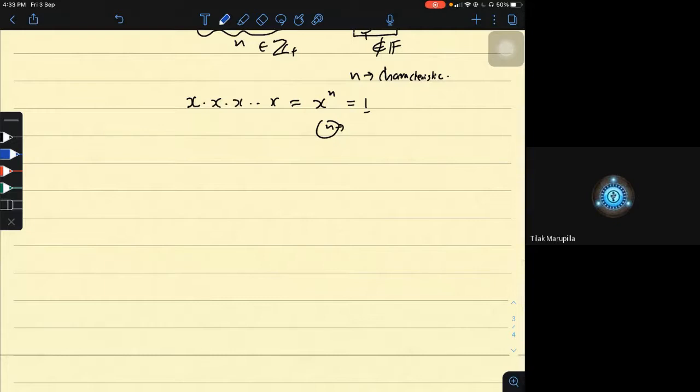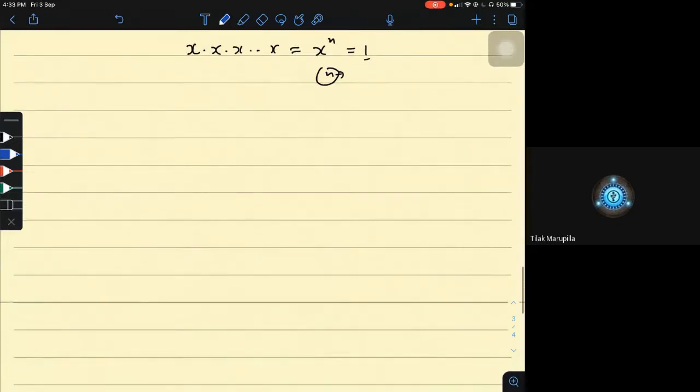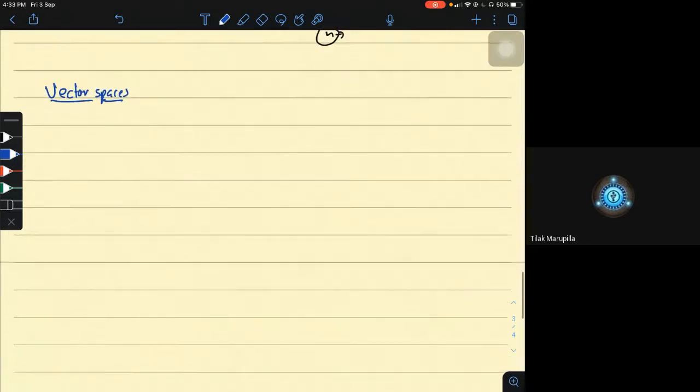So let's proceed to the most important part of today's tutorial. It is vector spaces. If anyone has any doubts, right now will be a good time to ask. Okay, I'll proceed since there are no questions.